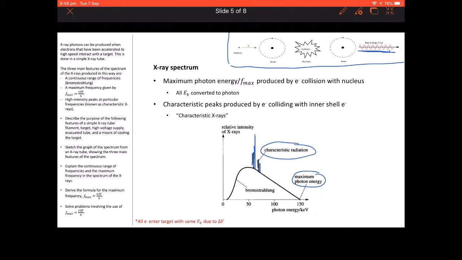One thing that I'll just mention is that all electrons enter the target with the same kinetic energy, because of the potential difference that they're accelerated through. So upon entry, these electrons being fired into the target anode all have the same kinetic energy to begin with, and how much of this is converted into X-ray photons varies depending on what each electron experiences.